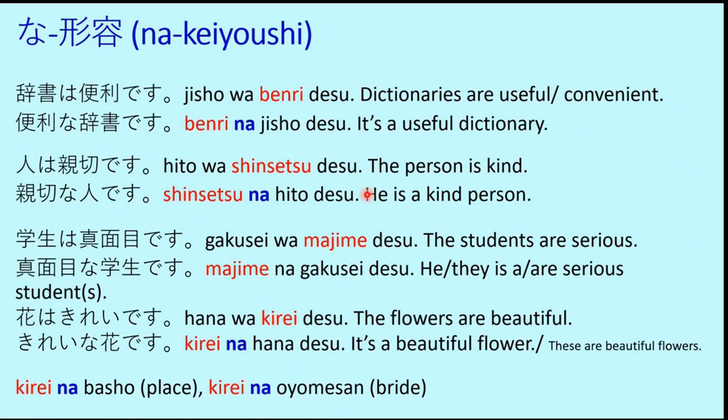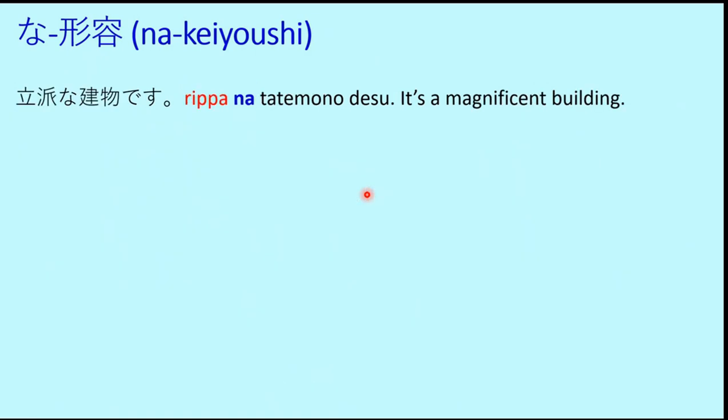So the main takeaway from this is that for the na-keiyoushi, there will be a na syllable between the adjective and the noun, which was not present in the i-keiyoshi. And be careful about kirei because this adjective appears frequently and from the word it looks like an i-adjective. So it's very common that students forget about this na. So this should be kept in mind that this is not an i-keiyoshi. So na must be there after this keiyoshi. So hana wa kirei desu, kirei na hana desu.